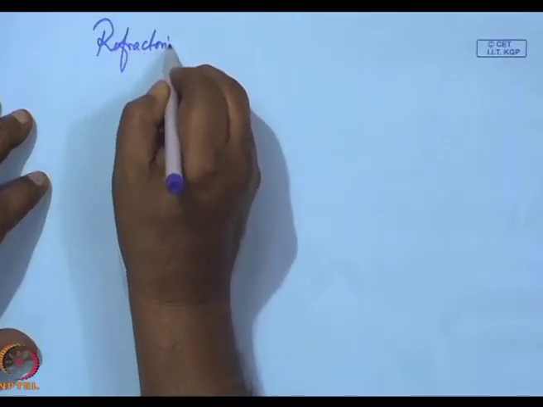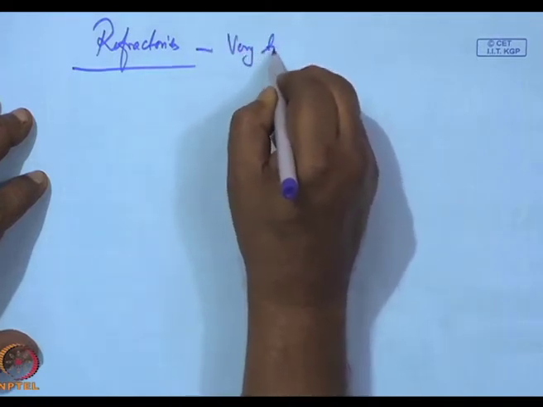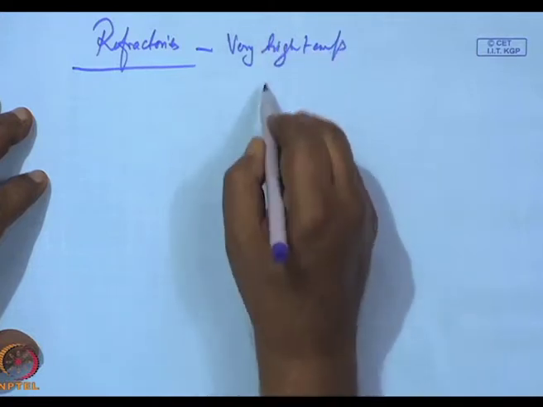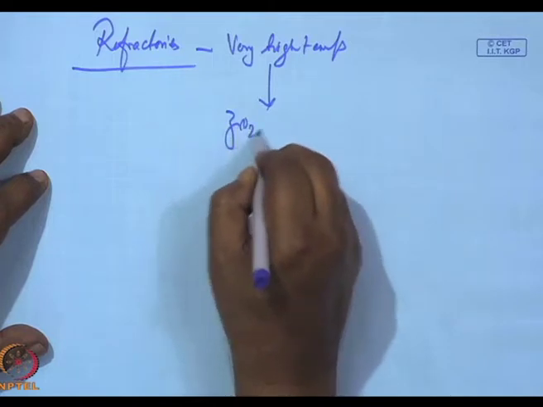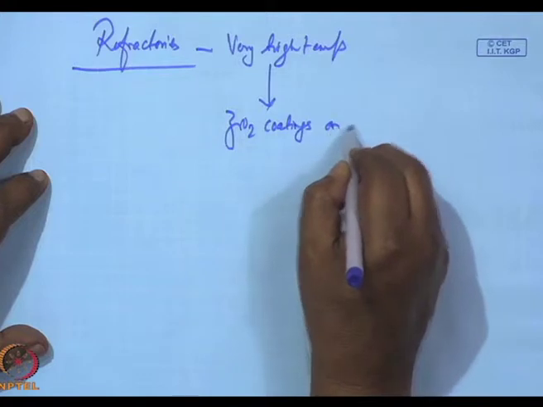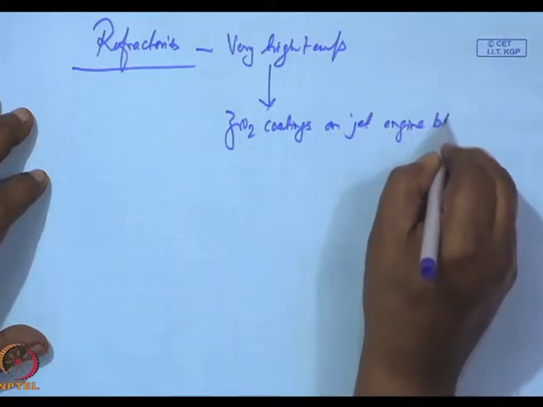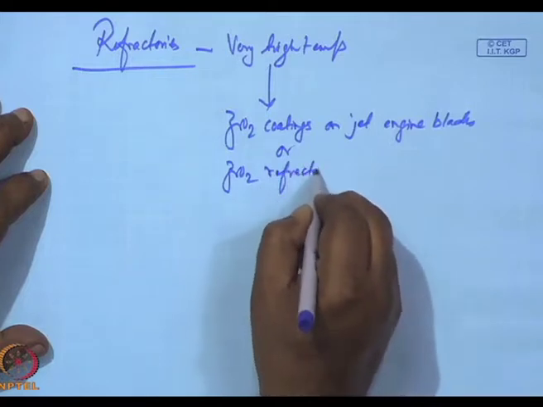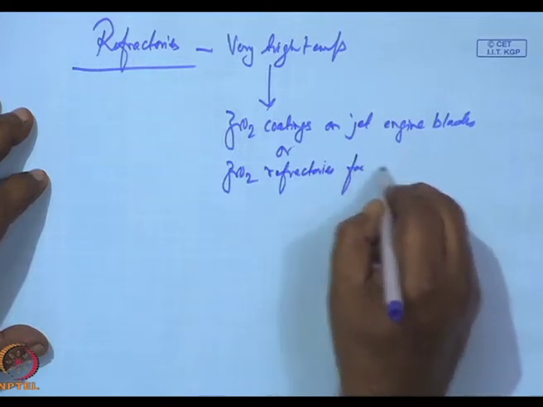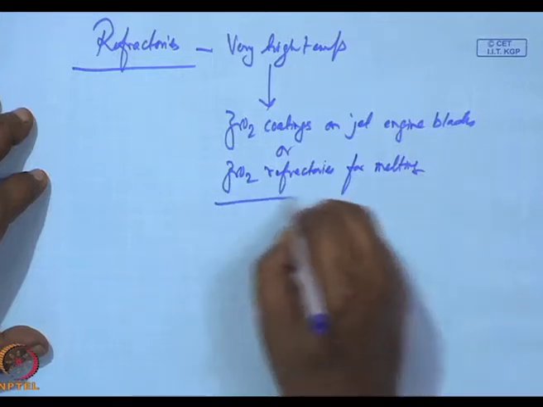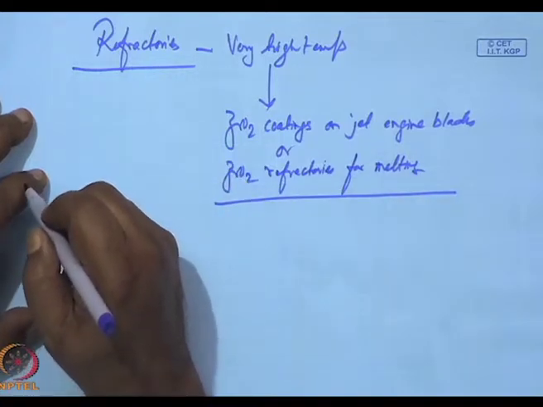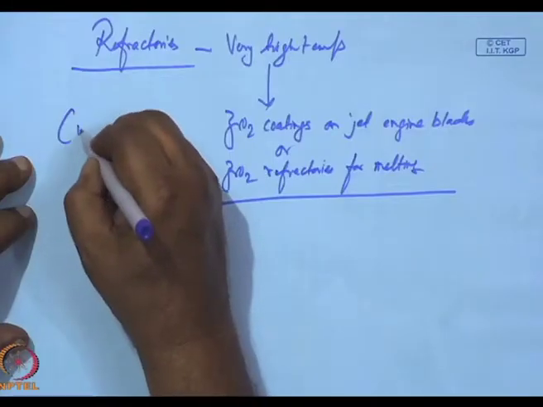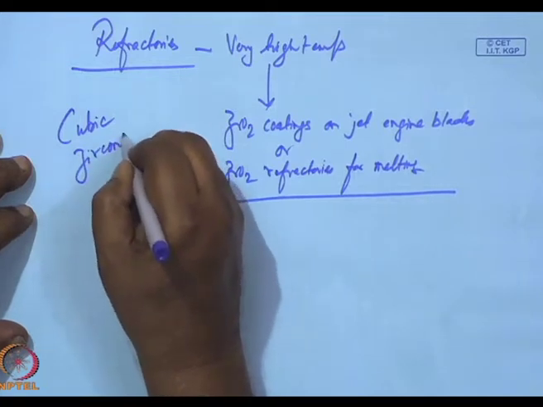Say in refractories, which are used in very high temperature. Let us take the case of, say, zirconia coatings on jet engine blades or zirconia refractories for melting. In all such cases where it's a high temperature, yes, the weight of the melt or the load will be there. In all these cases, we prefer cubic zirconia.